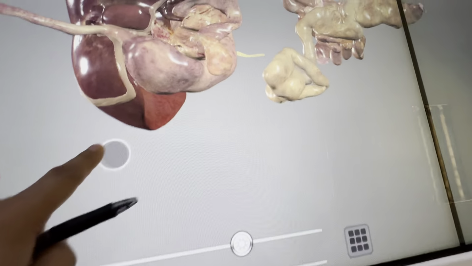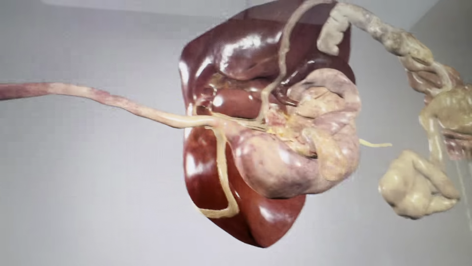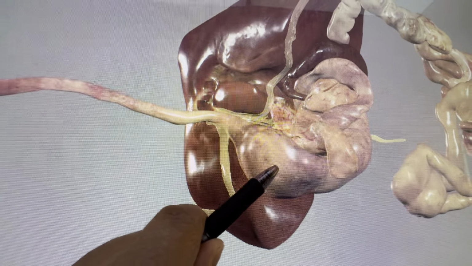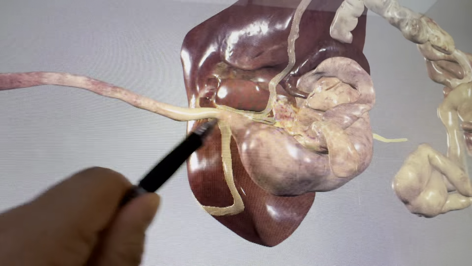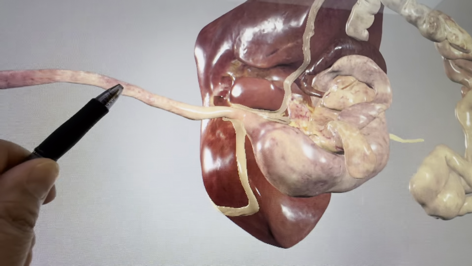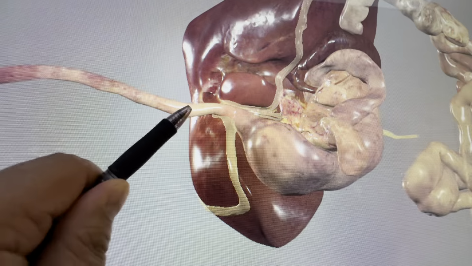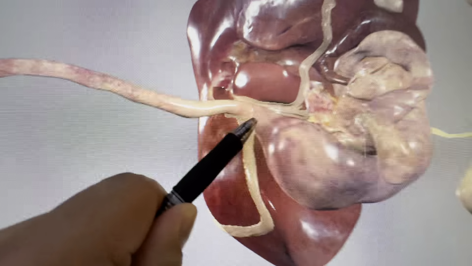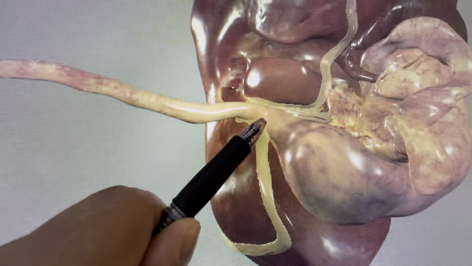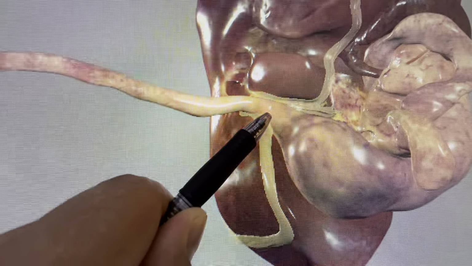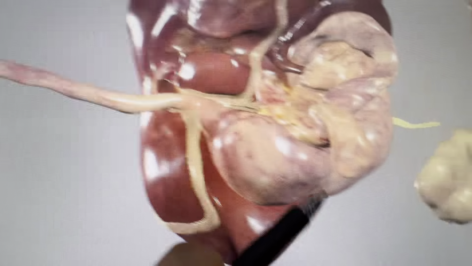All right. So, of course, if you're looking at it from the backside, how do you know what this structure is? What is this structure? It's the stomach. I know it's connected to the esophagus. So, if this is the esophagus, this is the stomach, what sphincter is right here? The lower esophageal sphincter, also known as the cardiac sphincter.